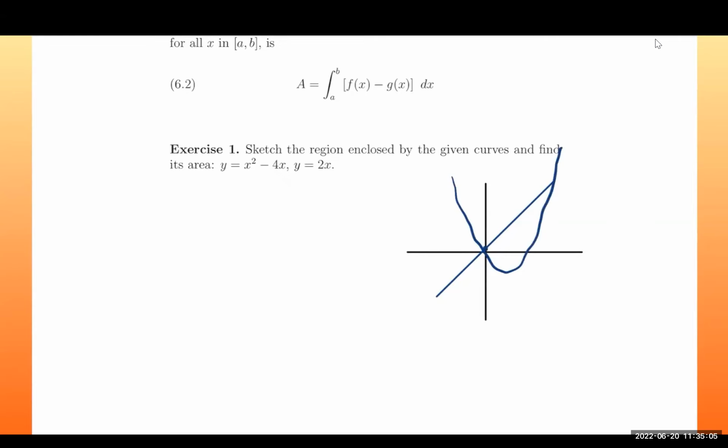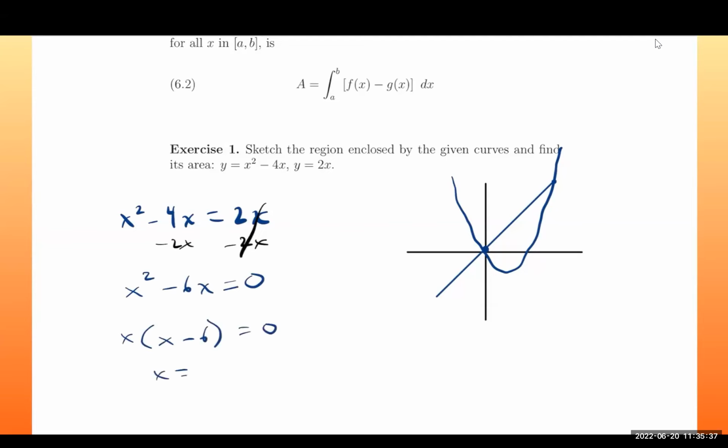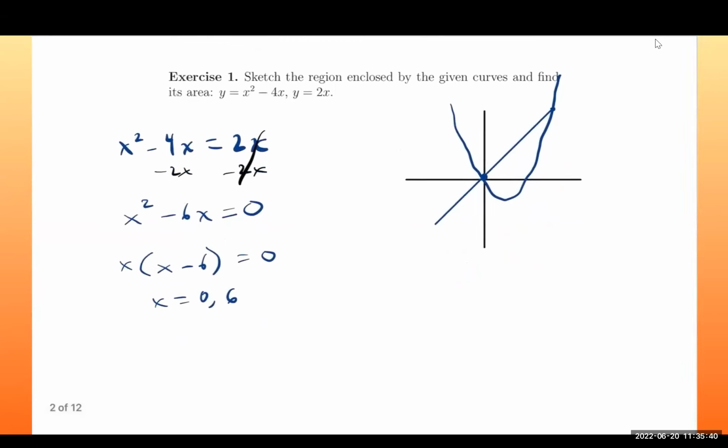All right. And there are 2 points of intersection, one at the origin. The way you find the points of intersection is you set these two functions equal to each other. So x squared minus 4x equals 2x. That's because they're both equal to y, which is why you're allowed to set them equal to each other. If you solve for the zeros, you get the points of intersection, which are 0 and 6. So that tells us our limits of integration.